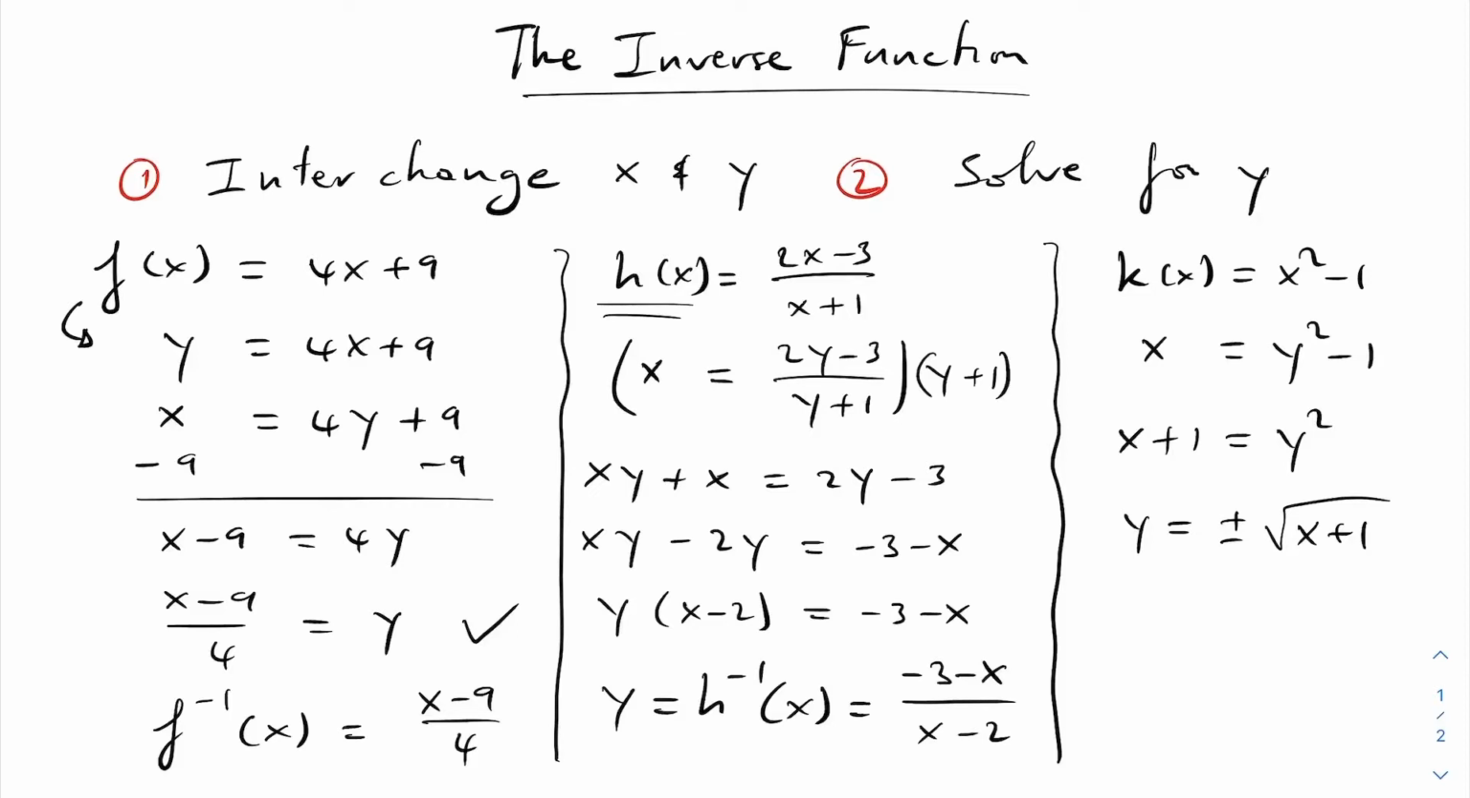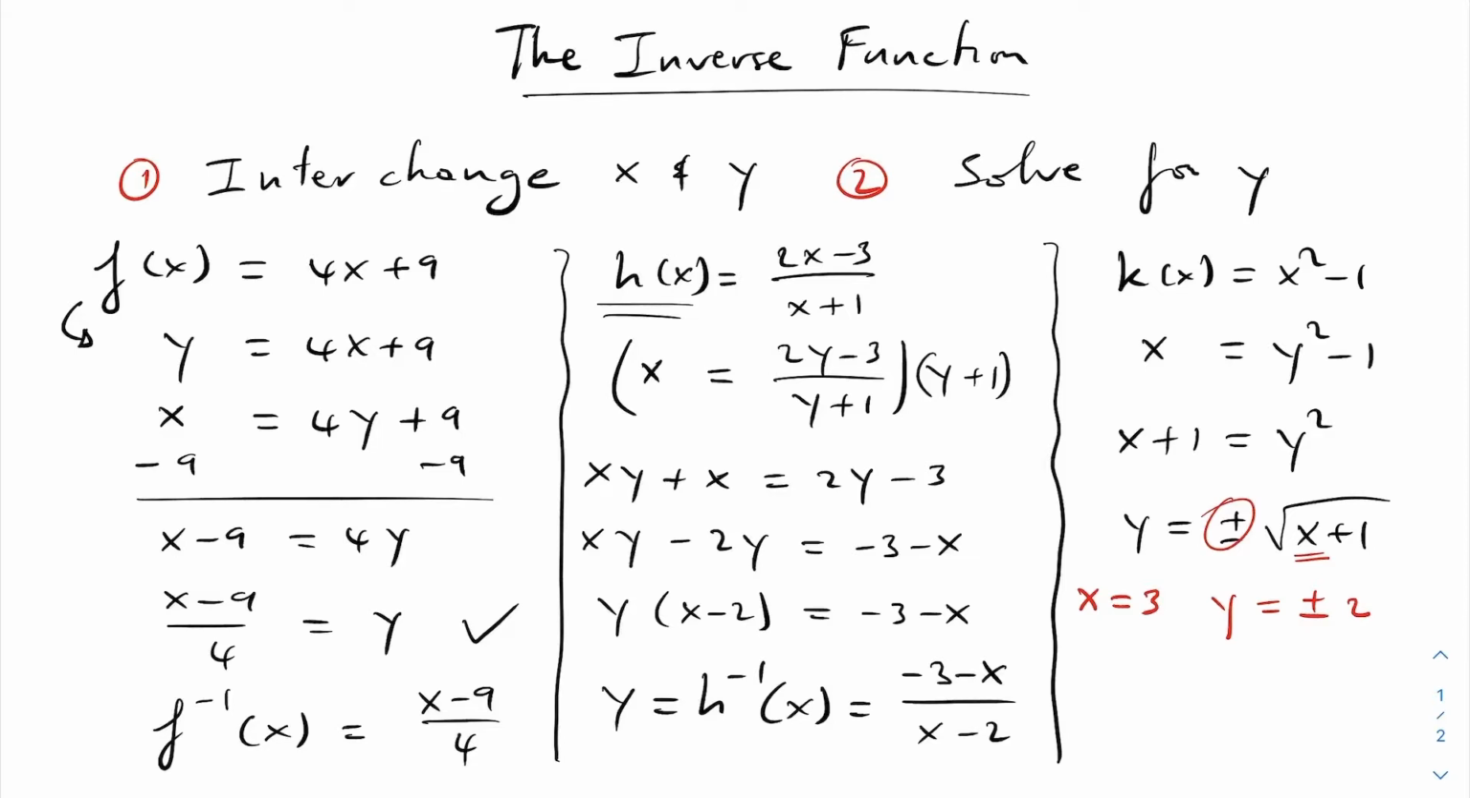And so because of this plus or minus sign here, we can safely say that some of the inputs x that we plug in are going to have two different outputs. Like for instance, if you were to plug in 3 for x here, you get the square root of 3 plus 1, which is the square root of 4, which is 2. Which means that for the input x equals 3, y would have two different outputs, plus and negative 2.